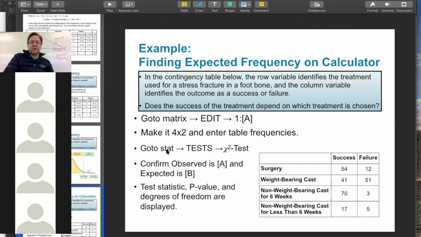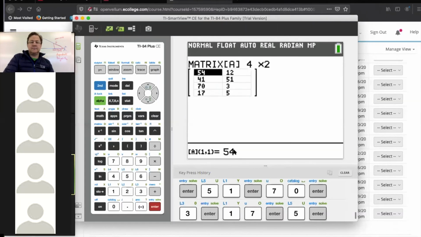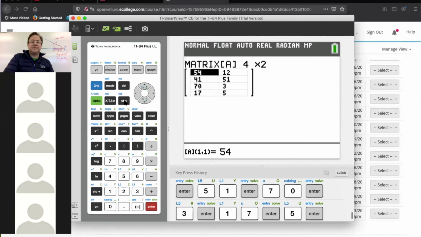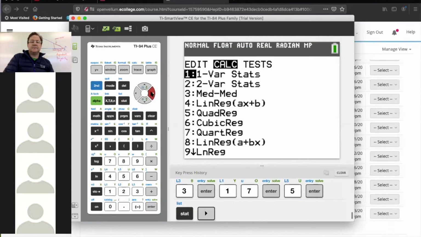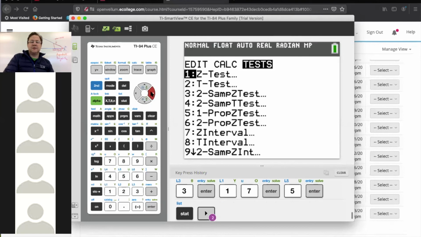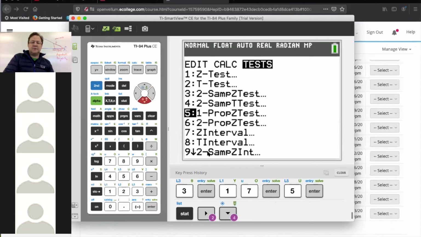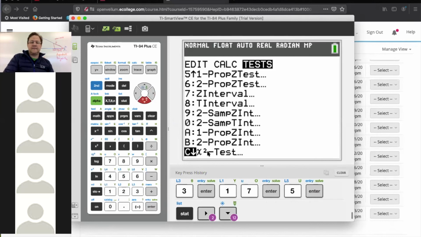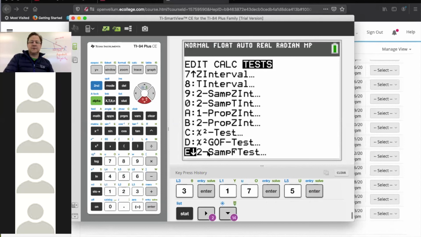So the next thing we're going to do is stat, tests, chi-square test. We've been here many times before under tests, but the option I want you to choose isn't in here. You have to keep pressing down past 9 and you'll see that there are some more options. There it is. There are a lot of other ones. We're not doing the goodness of fit test, but letter C is the chi-square test.